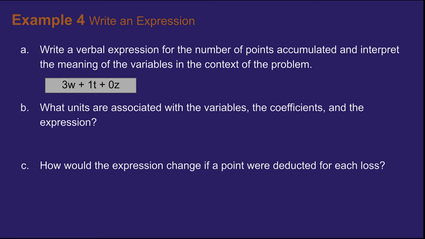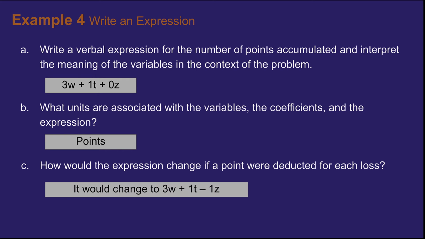Part B, what units are associated with the variables, the coefficients, and the expressions? That's telling the points. 3 points for a win, 1 point for a tie, 0 points for a loss. And then finally, how would the expression change if a point were deducted for each loss? Well, instead of having that 0 for Z, we would have to change it to -1Z. That's showing that each loss, or Z, loses 1 point. So it'd still be 3 for the wins, 1 for the tie, but now -1 for the Z.